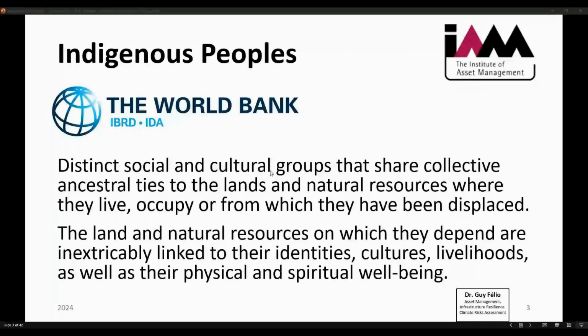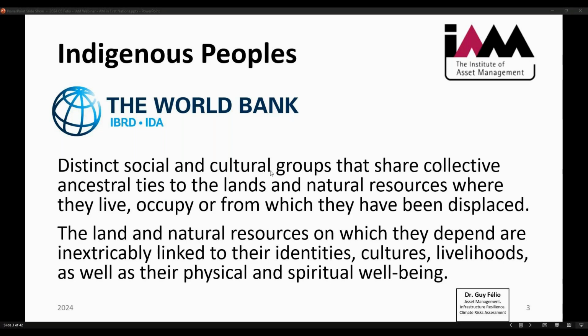Just a little bit of background. This is the definition of Indigenous peoples from the World Bank, and what is important to remember is that Indigenous communities are very grounded to their ancestries, to their lands, to natural resources, and certainly to their identities, their cultures, and livelihoods, which include a lot of spiritual, cultural heritage, language, and so on, activities and well-being.